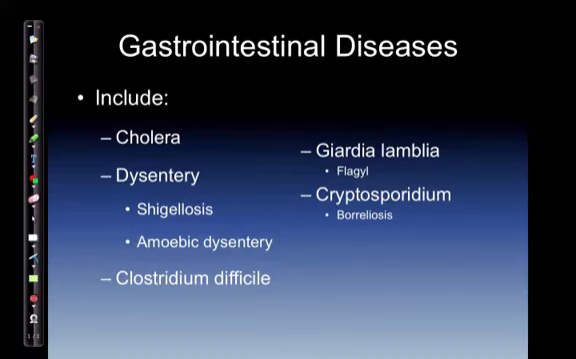Clostridium difficile, or C. diff, is a bacterial infection of the intestinal tract that creates colitis-like conditions. Giardia is a protozoan parasite that is barely visible to the naked eye. Cryptosporidium is a protozoan parasite, the source of diarrheal infections, and it is transmitted in contaminated water. Borrelia, or Lyme disease, is a woodland disease spread by the common deer tick.